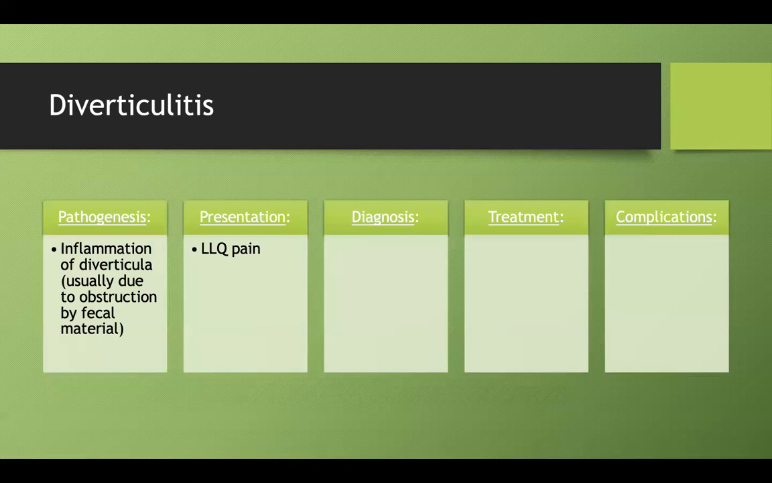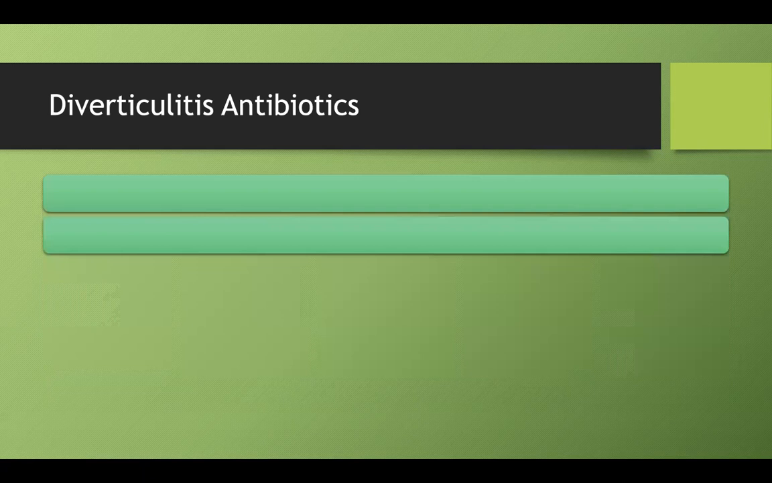This does present with left lower quadrant pain because it's an inflammation. You can also have a fever for the same reason. Leukocytosis makes sense. You can diagnose this by CT scan. You don't need to really know what a CT scan for diverticulitis looks like. And you treat it with antibiotics. And I don't think you need to know specific diverticulitis antibiotics necessarily.